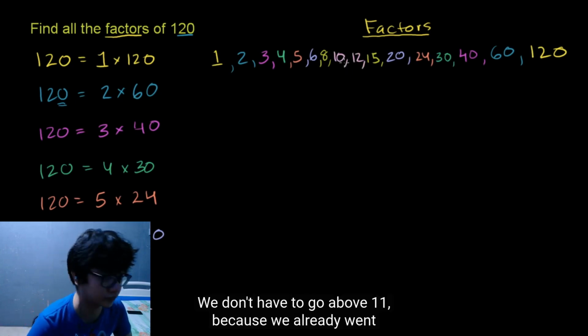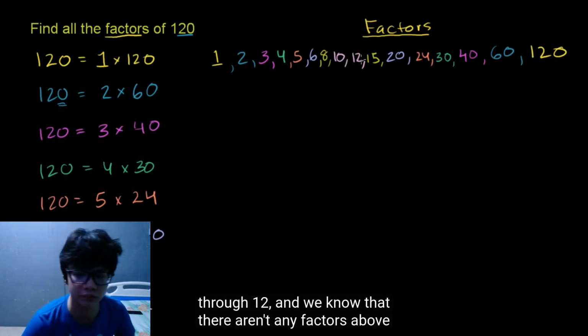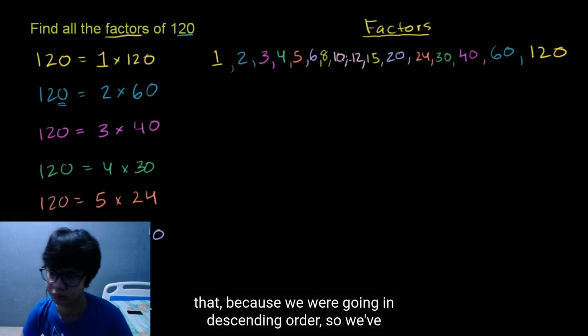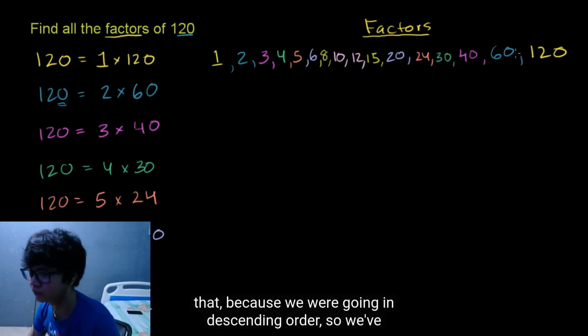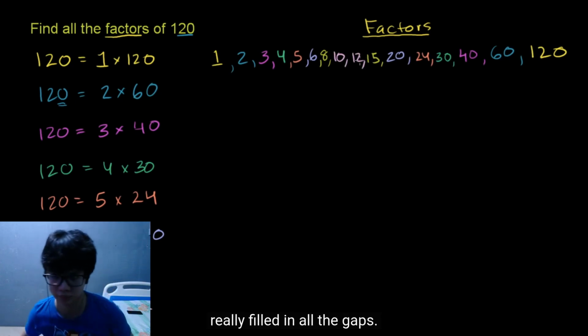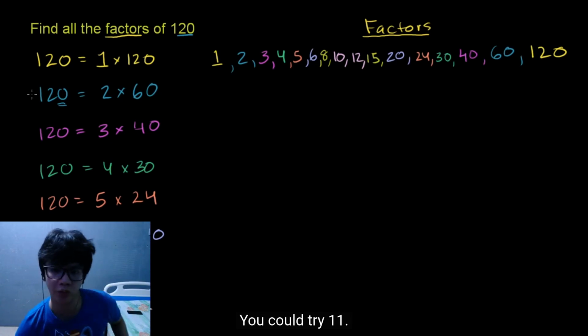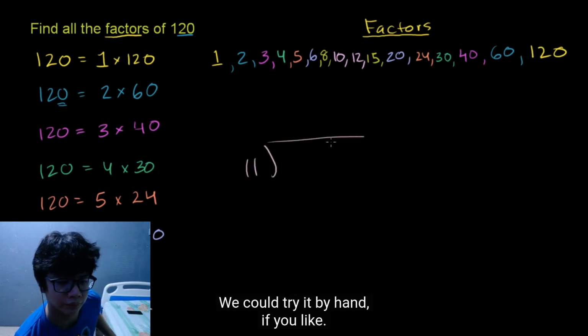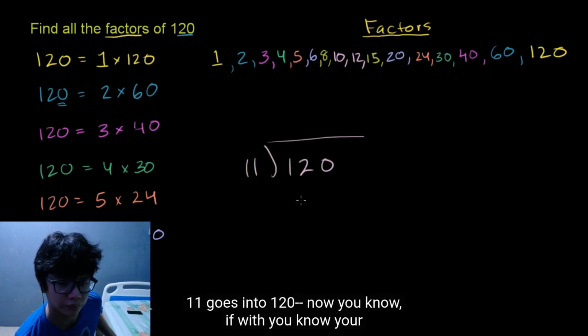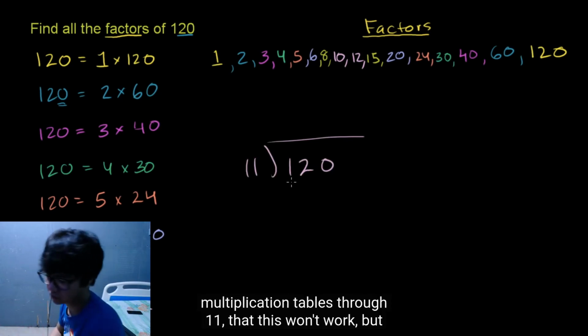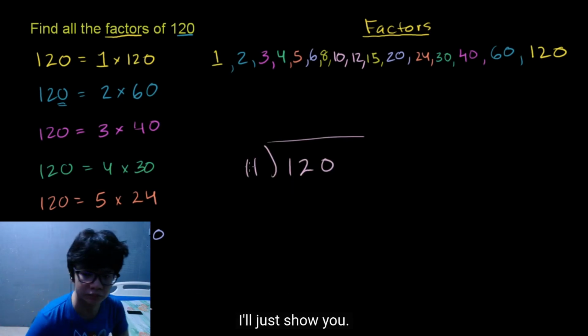We have 11. We don't have to go above 11 because we already went through 12, and we know that there aren't any factors above that because we were going in descending order. So we've really filled in all of the gaps. You could try 11 by hand if you like. If you know your multiplication tables through 11, you know this won't work, but I'll just show you.